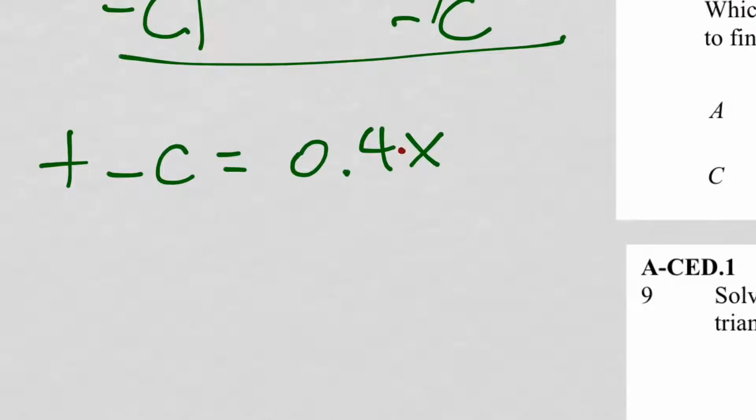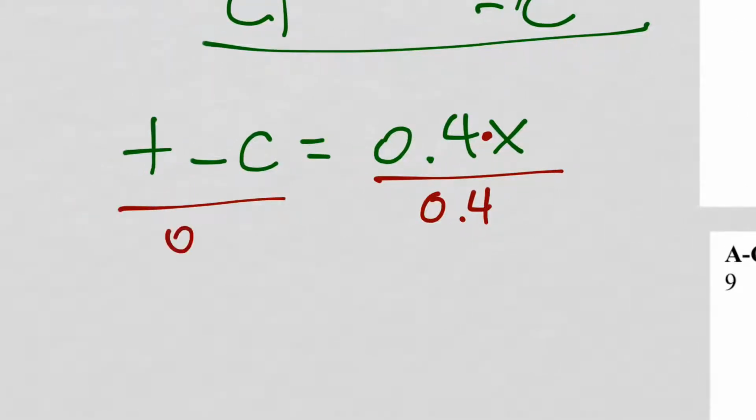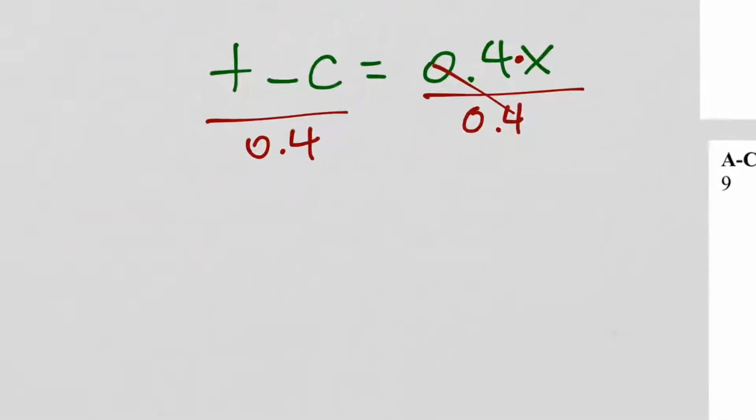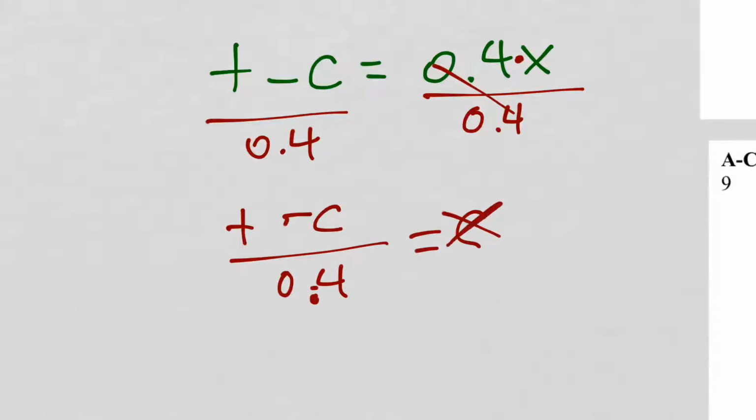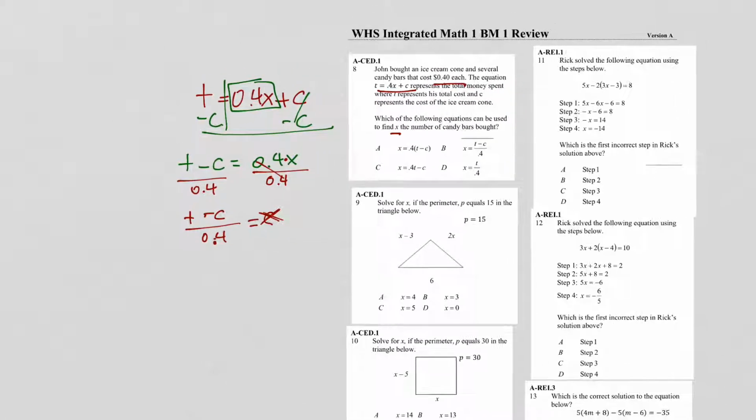I don't want 0.4x, I just want x. So the opposite of multiplication is division. So I'm dividing both sides by 0.4. T minus C divided by 0.4 is going to equal my x. The answer is B.